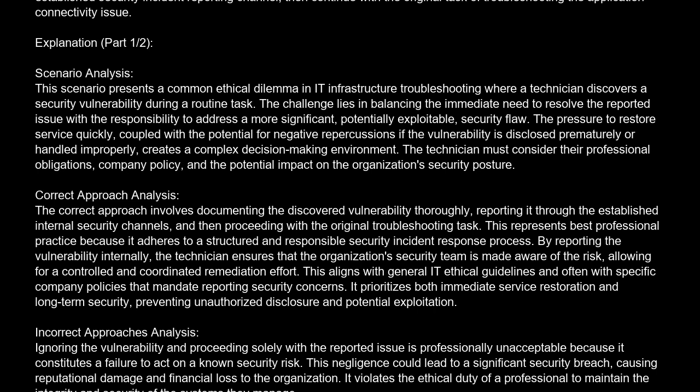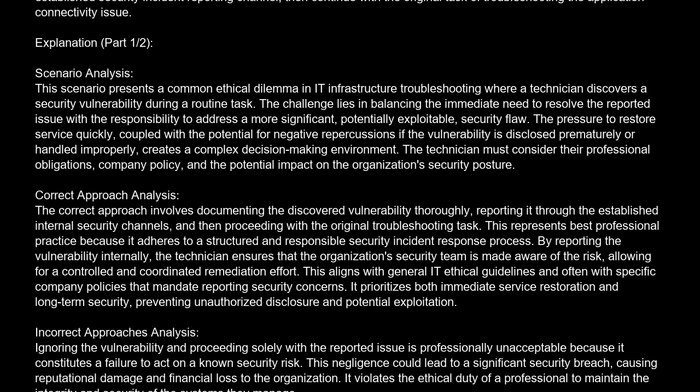Explanation. Scenario analysis. This scenario presents a common ethical dilemma in IT infrastructure troubleshooting where a technician discovers a security vulnerability during a routine task. The challenge lies in balancing the immediate need to resolve the reported issue with the responsibility to address a more significant, potentially exploitable security flaw. The pressure to restore service quickly, coupled with the potential for negative repercussions if the vulnerability is disclosed prematurely or handled improperly, creates a complex decision-making environment. The technician must consider their professional obligations, company policy, and the potential impact on the organization's security posture.